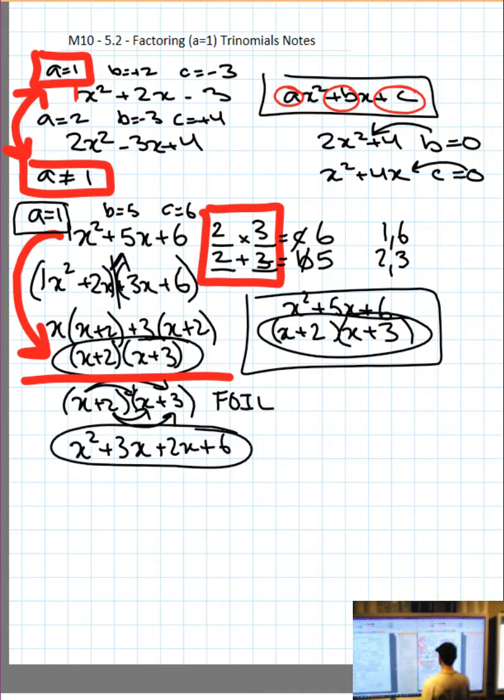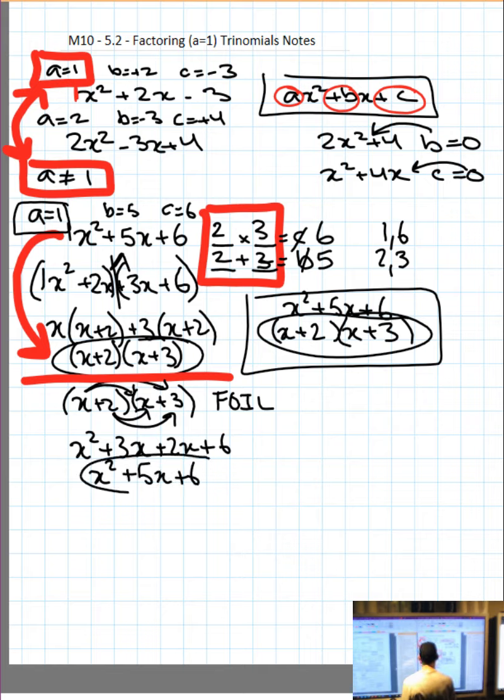Circle your answer. Combine like terms. X squared, positive 3x plus 2x is plus 5x. And we have a plus 6. Circle your answer. It's exactly where we started. So check your answer. Always checking your answer.